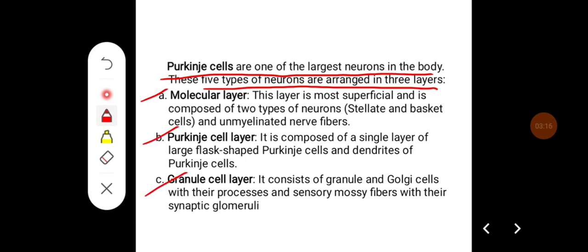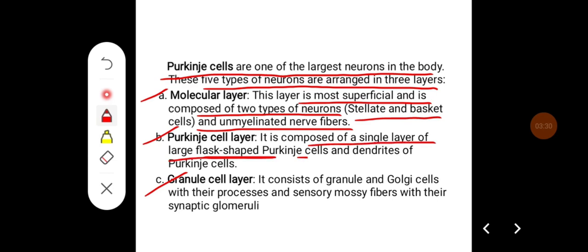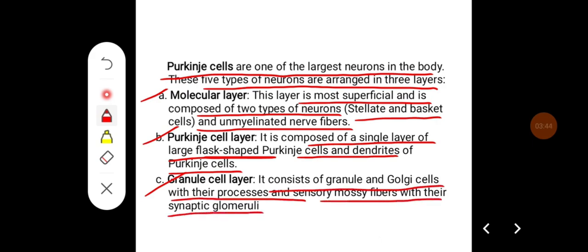Molecular layer: this layer is the most superficial and is composed of two types of neurons, stellate cells and basket cells, and unmyelinated nerve fibers. Whereas Purkinje cell layer is composed of a single layer of large flask-shaped Purkinje cells and dendrites of Purkinje cells. Whereas granule cell layer consists of granule and Golgi cells with their processes and sensory mossy fibers with their synaptic glomeruli.